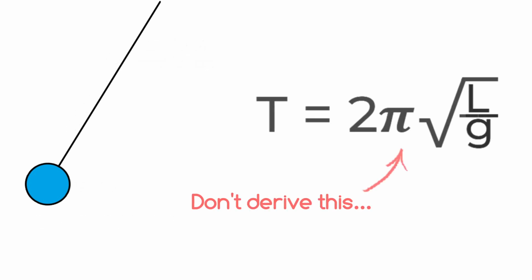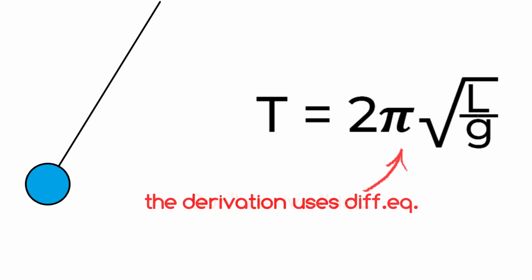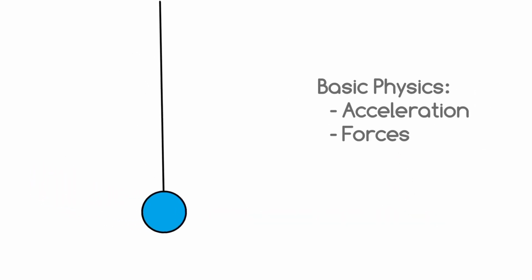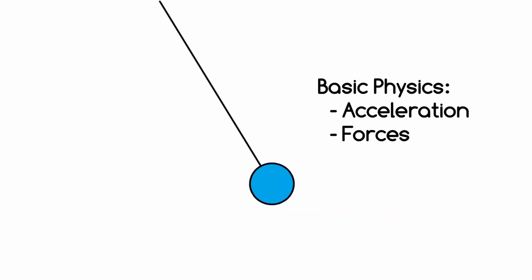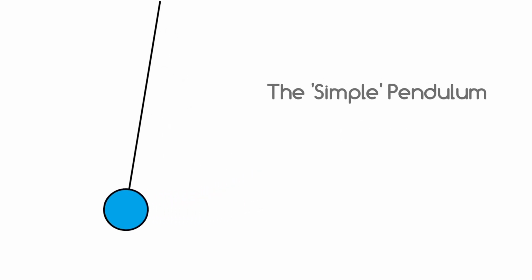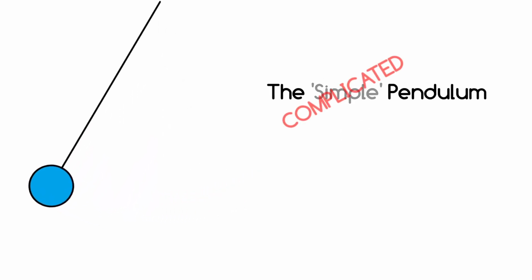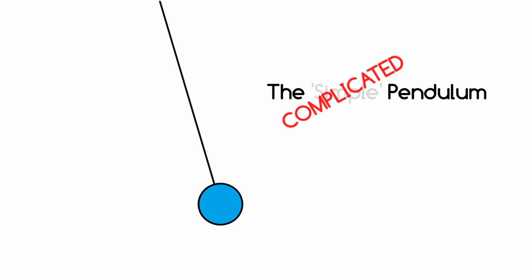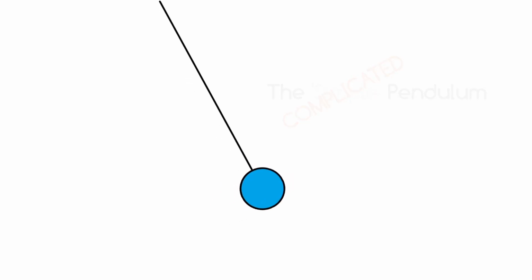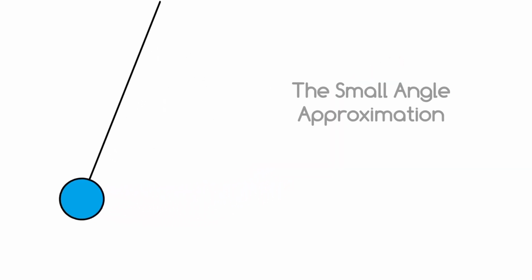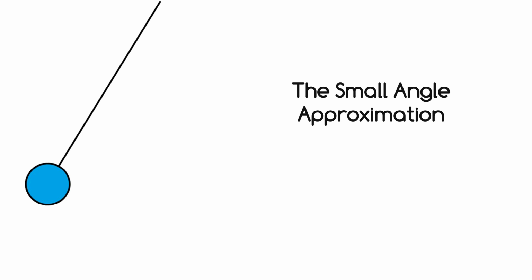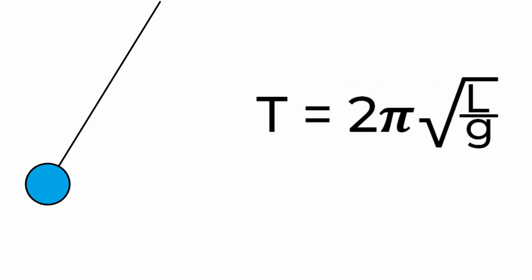Now we're not going to derive this equation. That's a waste of time for most people, since the derivation depends on understanding differential equations, which most people at this level haven't seen yet. Now obviously there's some basic physics to discuss here, but despite the name, a simple pendulum can get pretty complicated pretty quick. So along with going through the mechanics of what's happening, we have to discuss something called the small angle approximation, which we need in order to make this equation work.